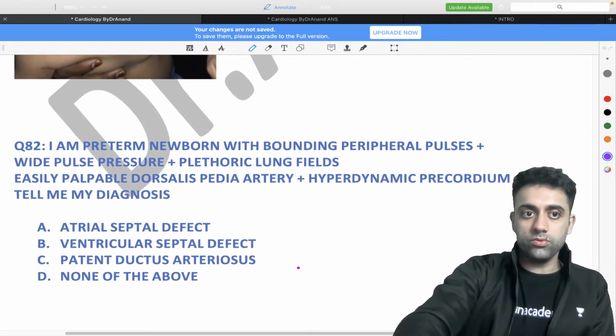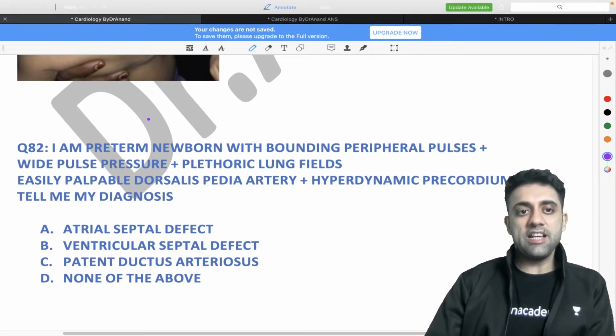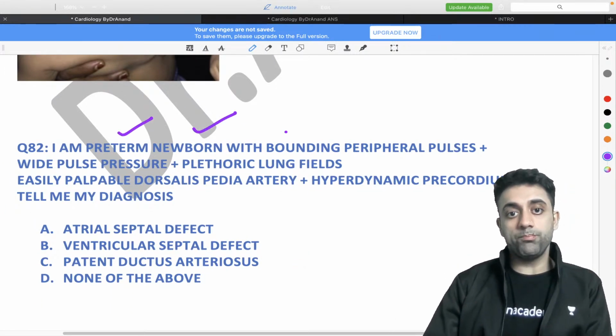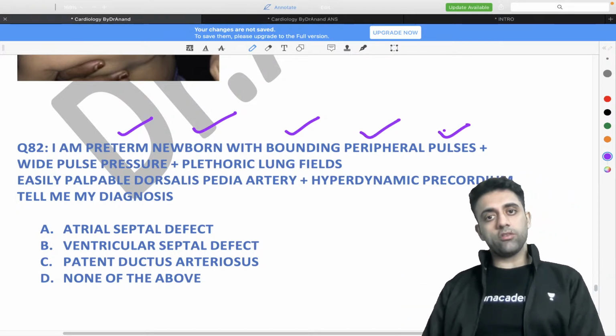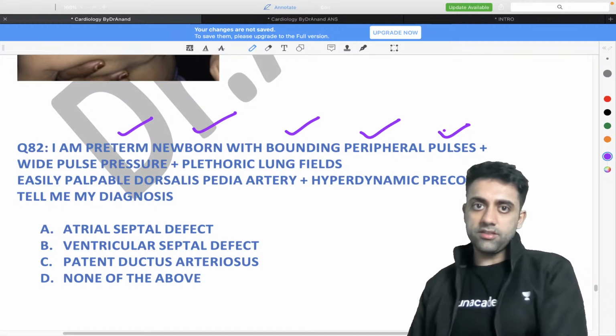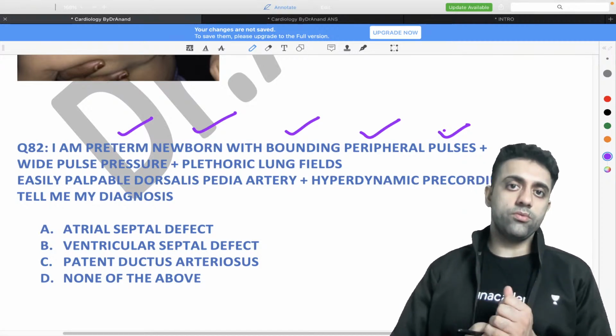Question number 82. I am a preterm newborn with bounding peripheral pulses. Very good question. Bounding. Look, I'm telling you, cardiology now is so beautiful that just by the word itself, you should be able to tell the diagnosis.